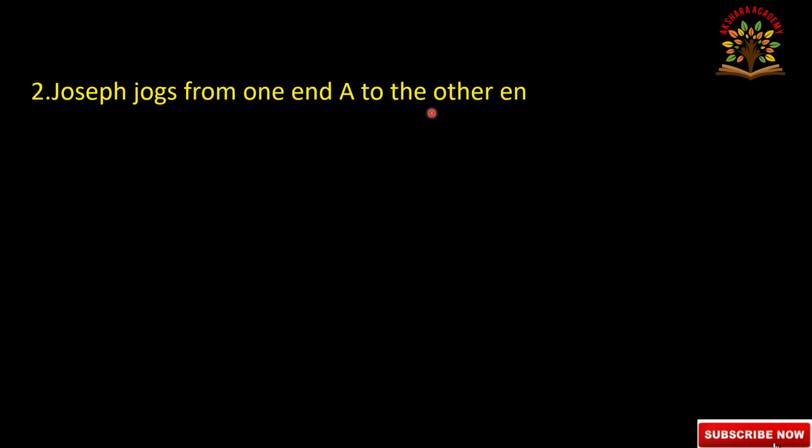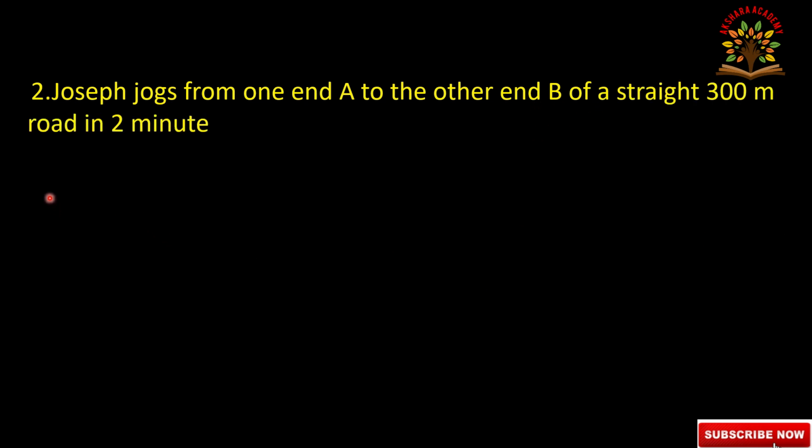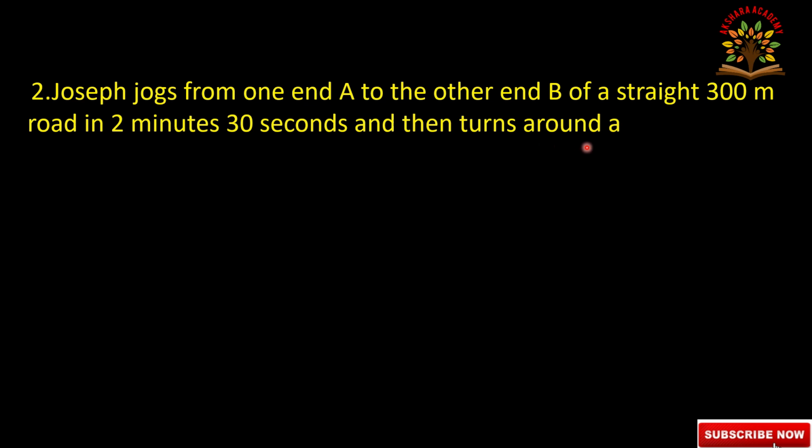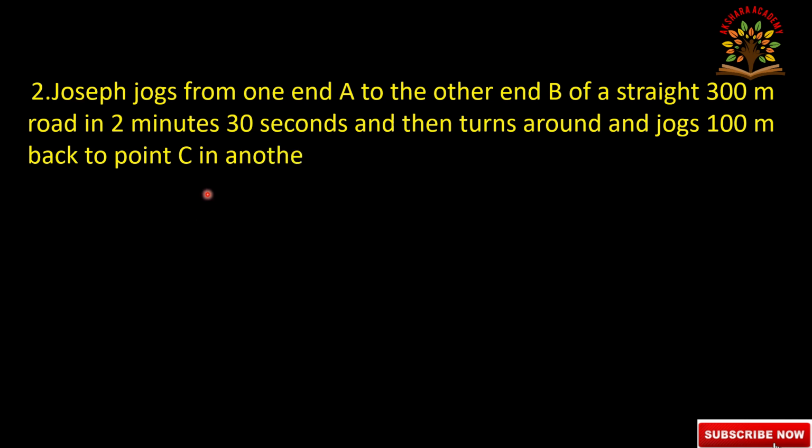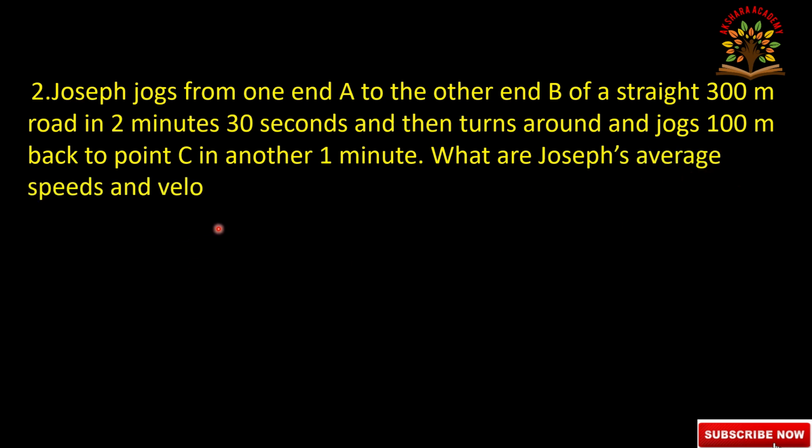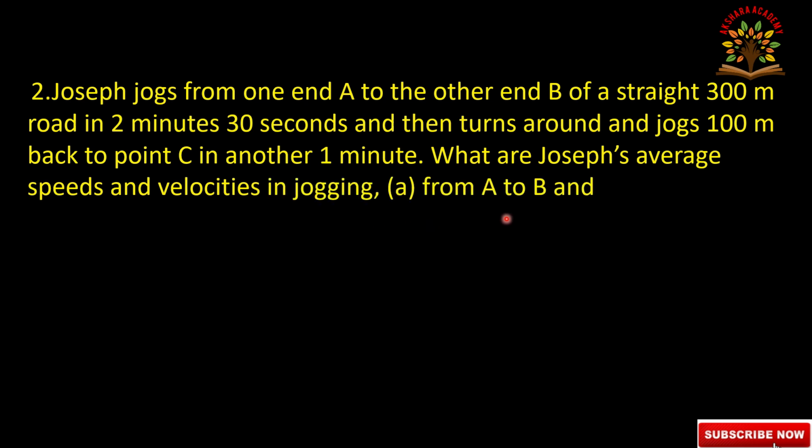The second question. Joseph jogs from one end A to the other end B of a straight 300 meters road in 2 minutes 30 seconds and then turns around and jogs 100 meters back to point C in another 1 minute. What are Joseph's average speeds and velocities in jogging? First one from A to B and then from A to C.